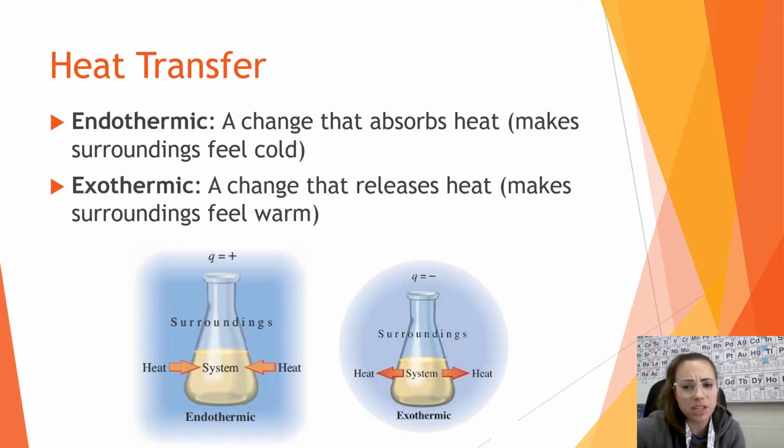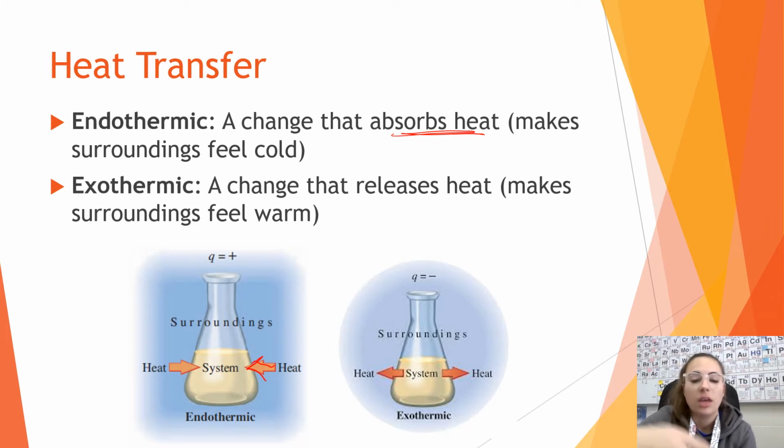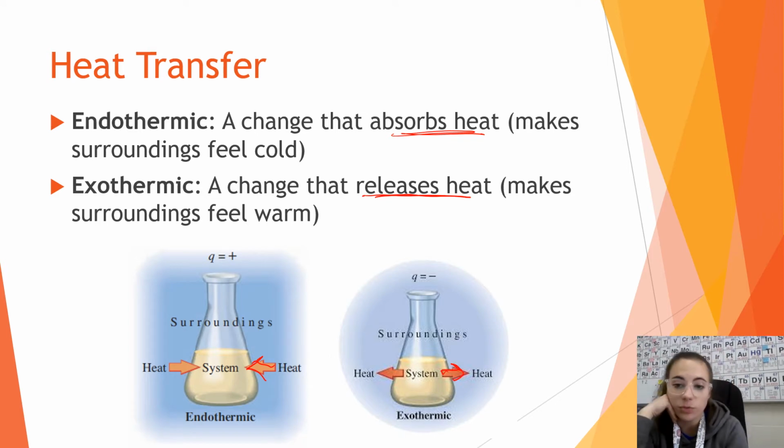A couple terms that are important that you should already know. Something is endothermic when heat is absorbed. So if it takes heat from the surroundings, like in this picture, then the surroundings are going to feel cold. If something is exothermic, heat is released. And so if it's releasing heat, like in this picture on the right, then it is going to cause the surrounding temperature to increase.